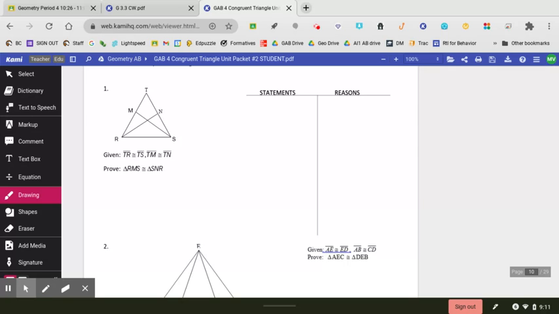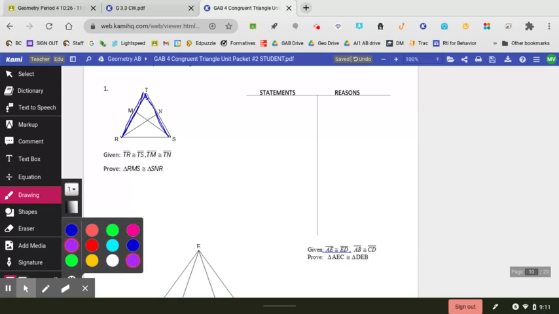So number one tells me that TR is congruent to TS. Since we have multiple lines here, I like to color code it. So TR is congruent to TS. Then we also know that TM is congruent to TN. So we know those two facts. So that's our givens.